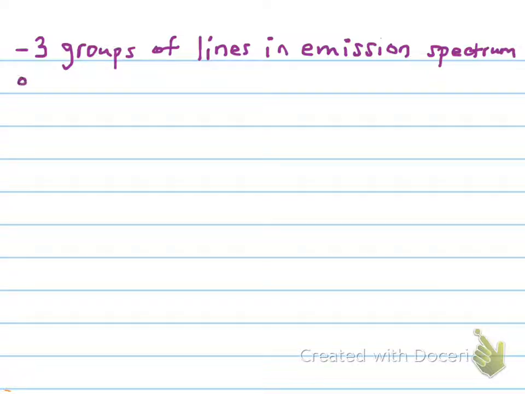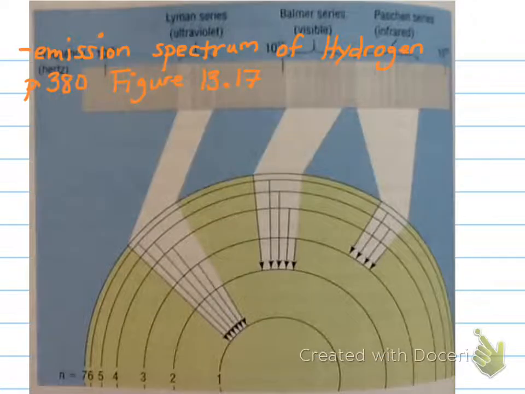of hydrogen atoms. Okay, so again, notice we have these three groups of lines. It's kind of hard to see. We're talking about the three groups of lines up here. Okay.